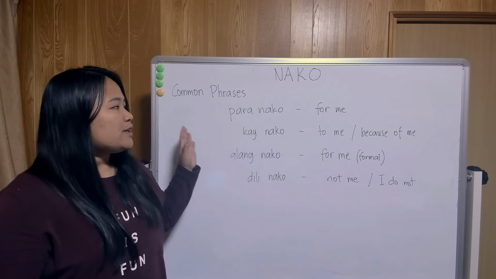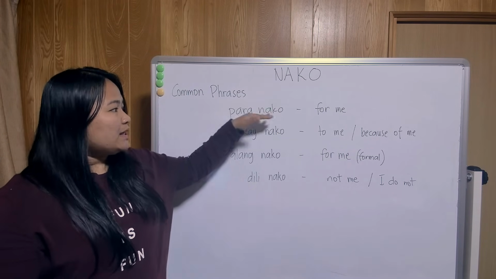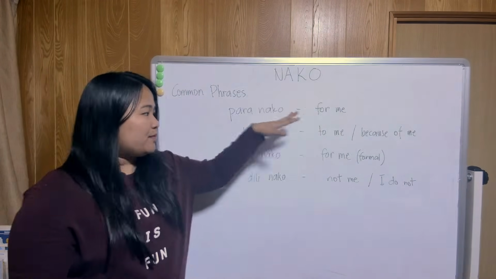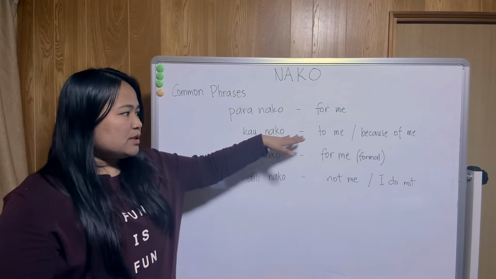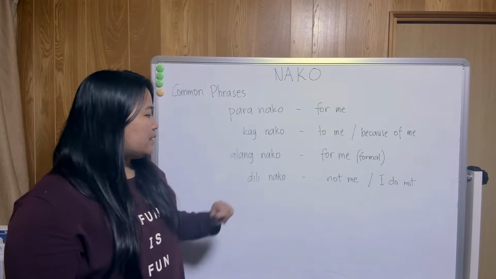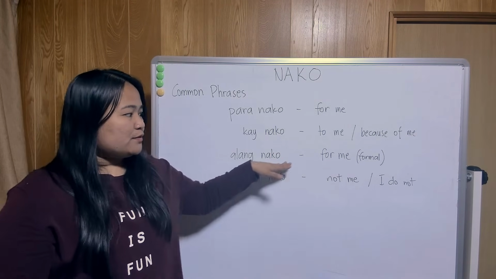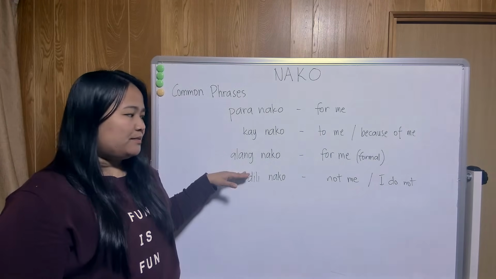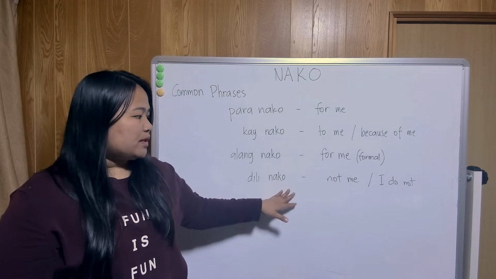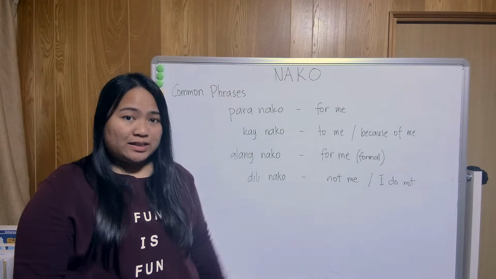These are the common phrases of nako. Para nako, it means for me. Kay nako, it means to me or because of me. Alang nako, it means for me, and this one is formal. And dili nako, it means not me or I do not.